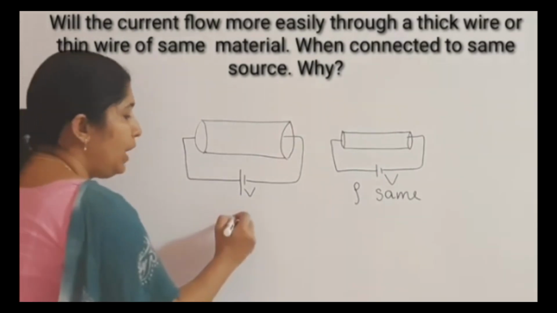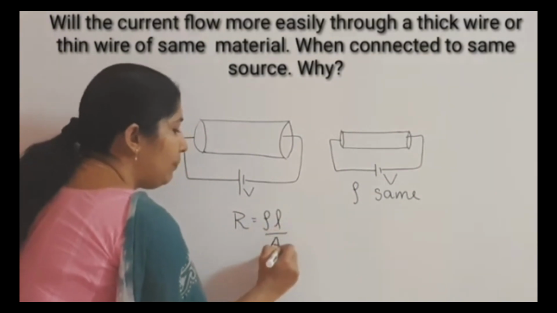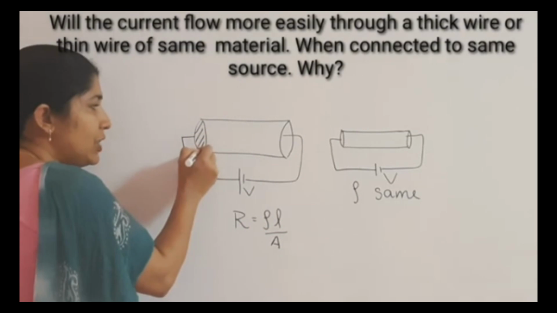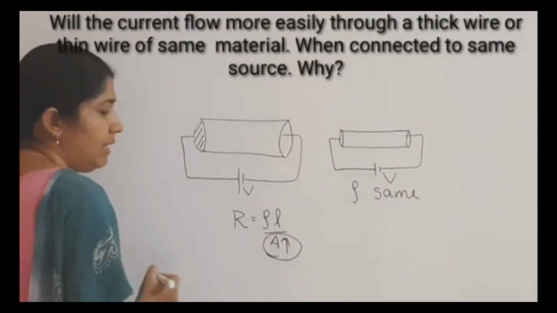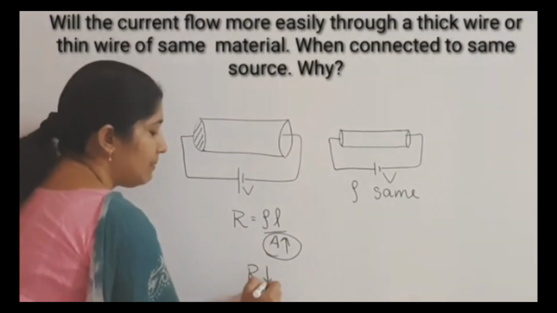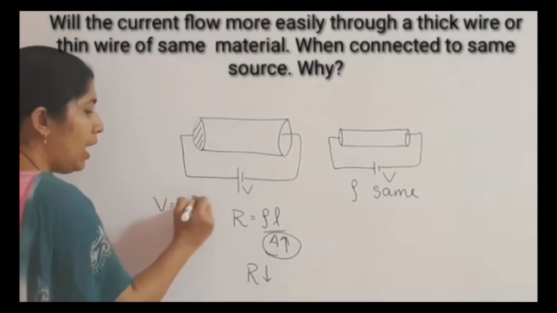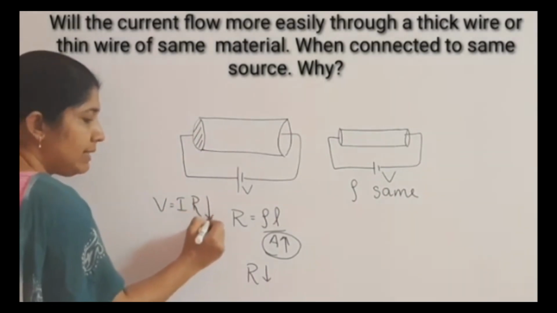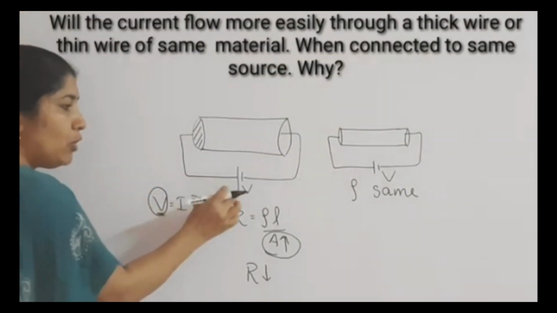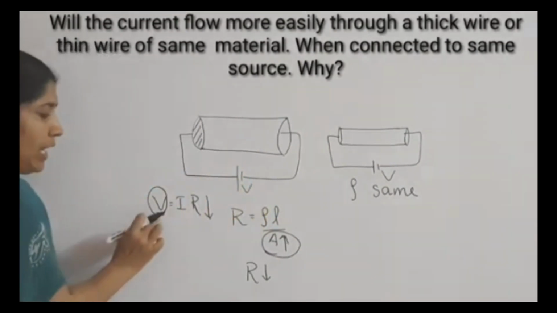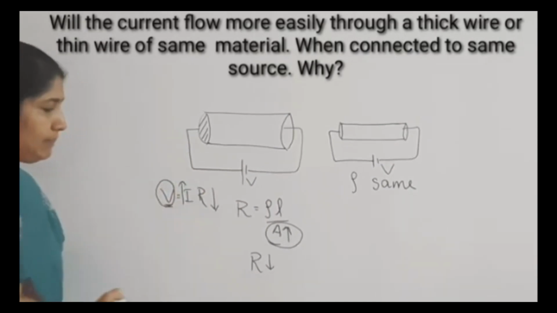Then, according to the equation, resistance R is equal to rho into L divided by A. When the area of cross section increases, the denominator increases, so resistance decreases. Then according to Ohm's law, V is equal to I into R. When resistance decreases, since V remains constant because both are connected to the same source, the current I begins to increase.